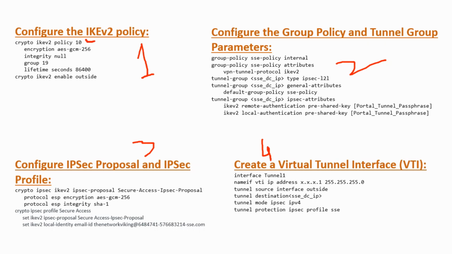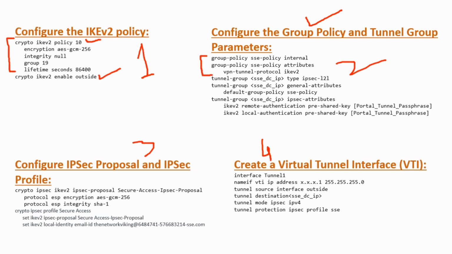All right, so the first thing is configuring the IKEv2 policy. So you configure the IKEv2 policy like this, and then you go ahead and enable it on the outside interface, right? The second thing to do is to configure a group policy and then tunnel group parameters.